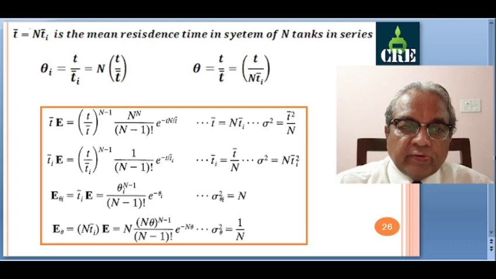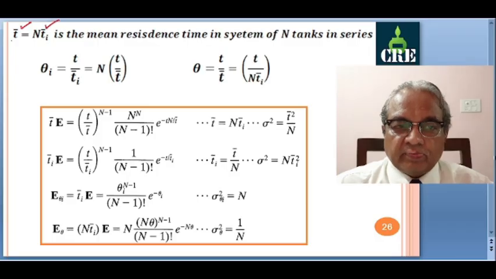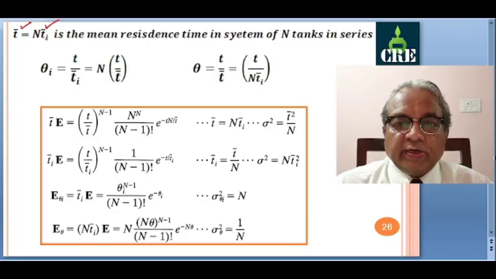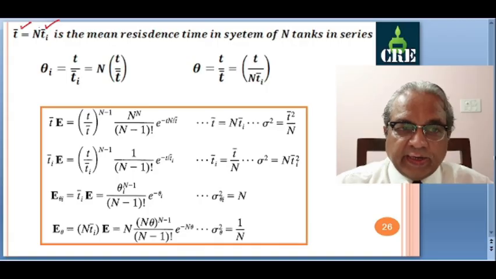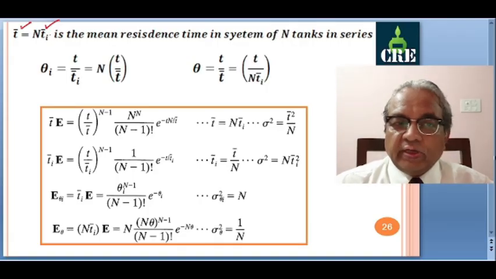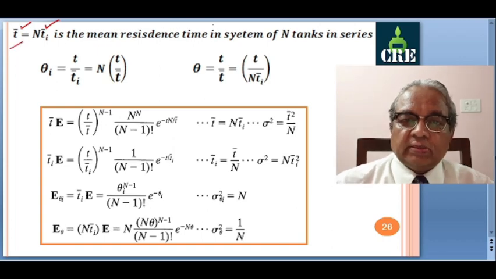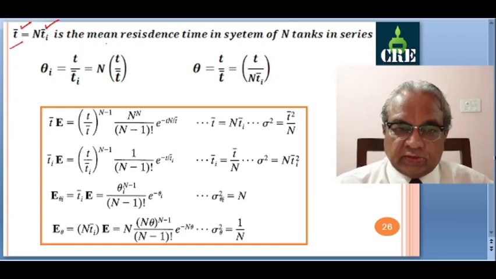So you have to keep this in mind. T bar is n times Ti bar. So from this, when this subscript i is there, this indicates for each tank. So T1, T2, T3, T4 and so on. So like n tanks you have, and Ti are equal. That means T1 is equal to T2 is equal to T3 is equal to Tn. So n times Ti is simply this mean residence time in the system of n tanks in series.